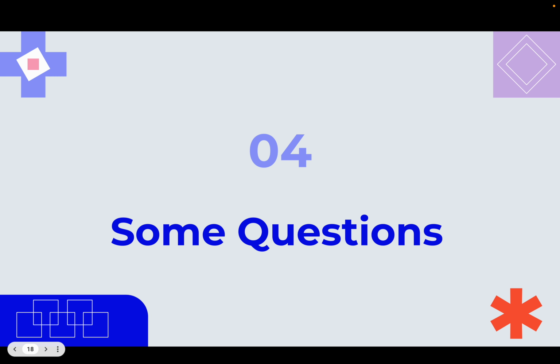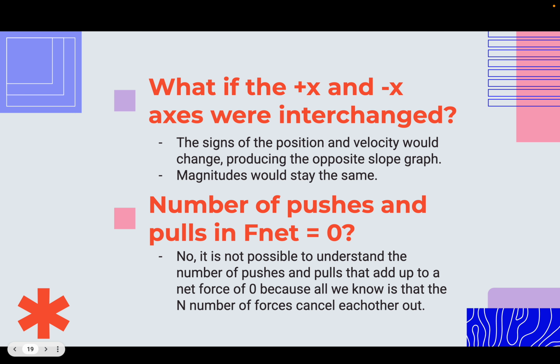Some questions. What if the positive x and negative x axes were interchanged? The signs of the position and velocity would change, producing the opposite slope graph. However, all magnitudes would stay the same, producing the same result, just a different graph and different signs.